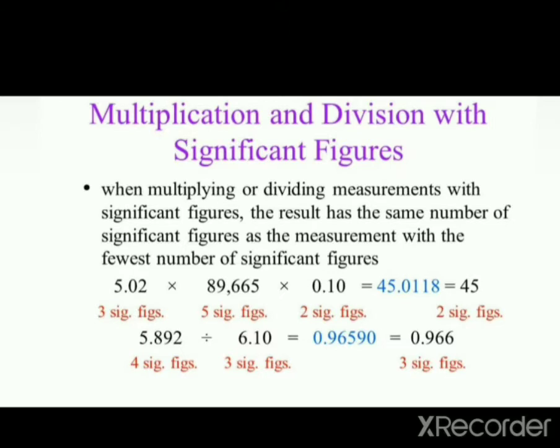So out of the three numbers, since the fewest number of significant figures is with 0.10 and that is 2, the answer 45.0118 should also have only two significant figures. Therefore, the answer 45.0118 should be written as 45.